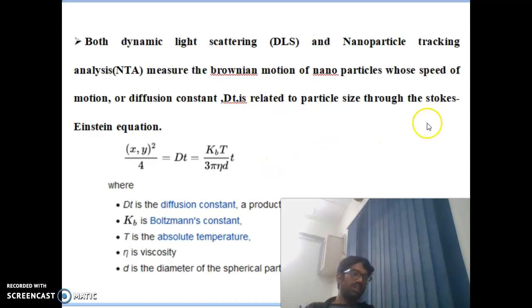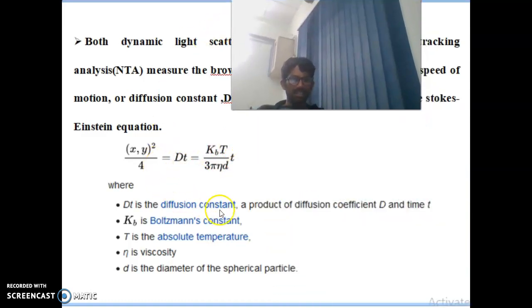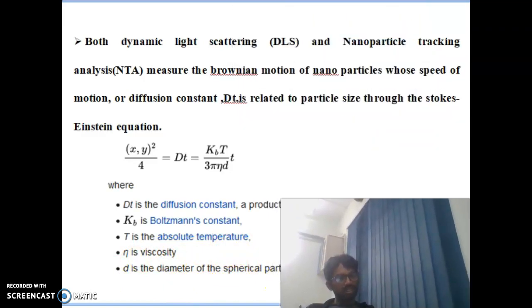which is related to particle size through the Stokes-Einstein equation. You can see that x y squared by 4 Dt is equal to kB T by 6 pi eta d. So here, Dt is the diffusion constant, the product of diffusion coefficient D and the time, kB is the Boltzmann constant, T is the absolute temperature, eta is the viscosity, and d is the diameter of the spherical particles. Okay, so this is the equation for the determination of particle size by using the Stokes-Einstein equation.